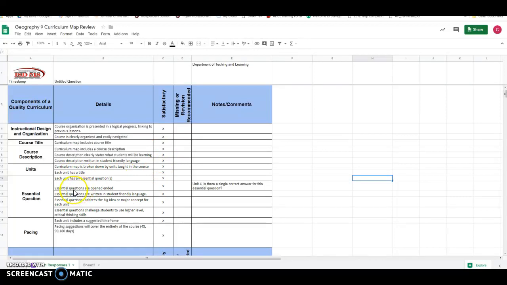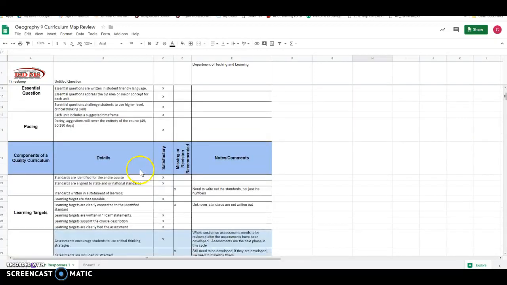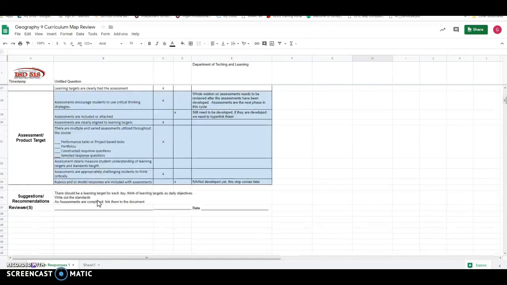And like with the essential question, the essential questions are open-ended. I put satisfactory and say, hey, you might want to take a look at Unit 4. There's a single correct answer for this essential question. So looking at those types of things, I will go through and give that feedback so that we're all following the same guidelines that we're working towards as we're developing these curriculum maps.